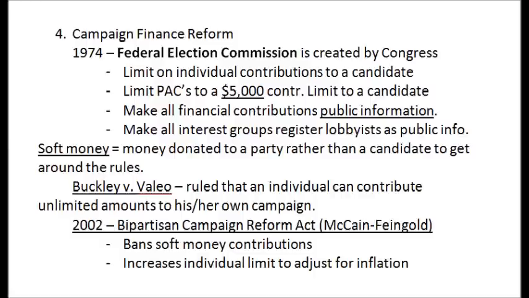In the Supreme Court case of Buckley v. Valeo in 1976, the court did rule that individual contributions to one's own campaign did not have to go by limitation rules. In 2002, the McCain-Feingold Act, also known as the Bipartisan Campaign Reform Act, updated and changed many of the laws. It included a ban on soft money contributions and increasing the individual limit so that it would be adjusted for inflation.